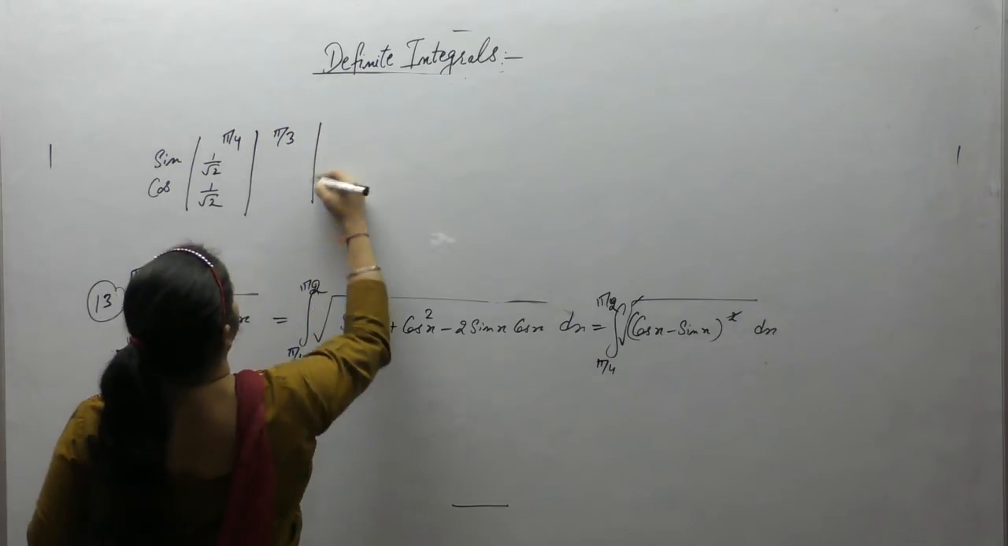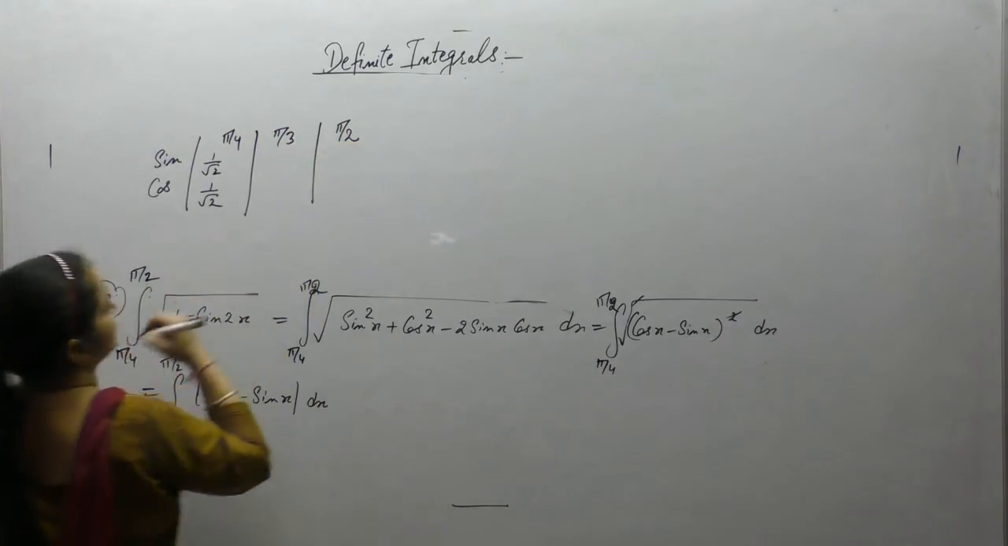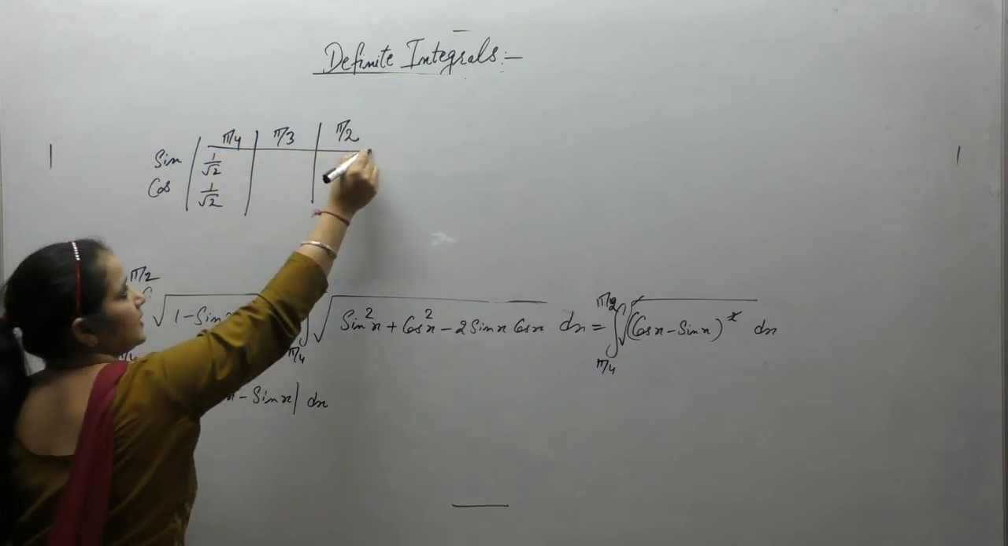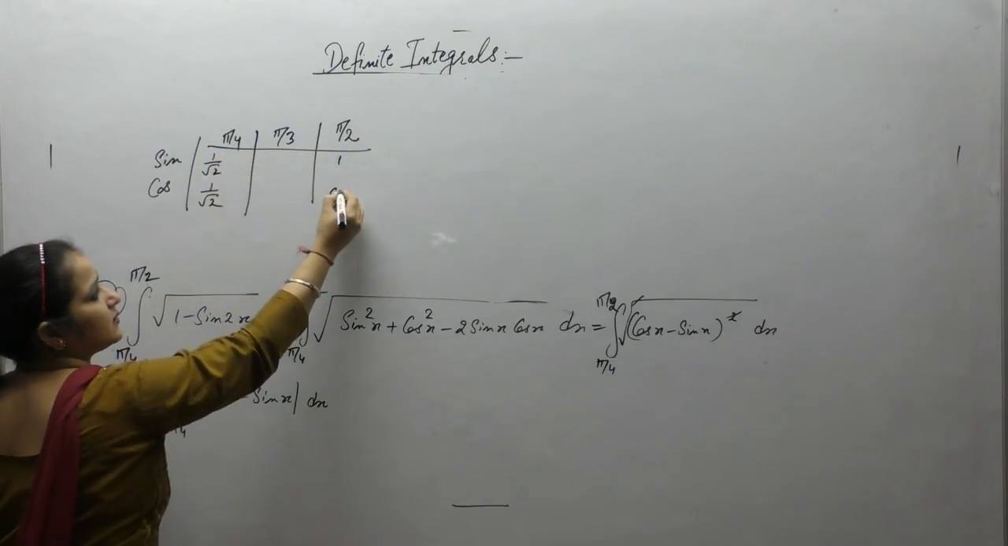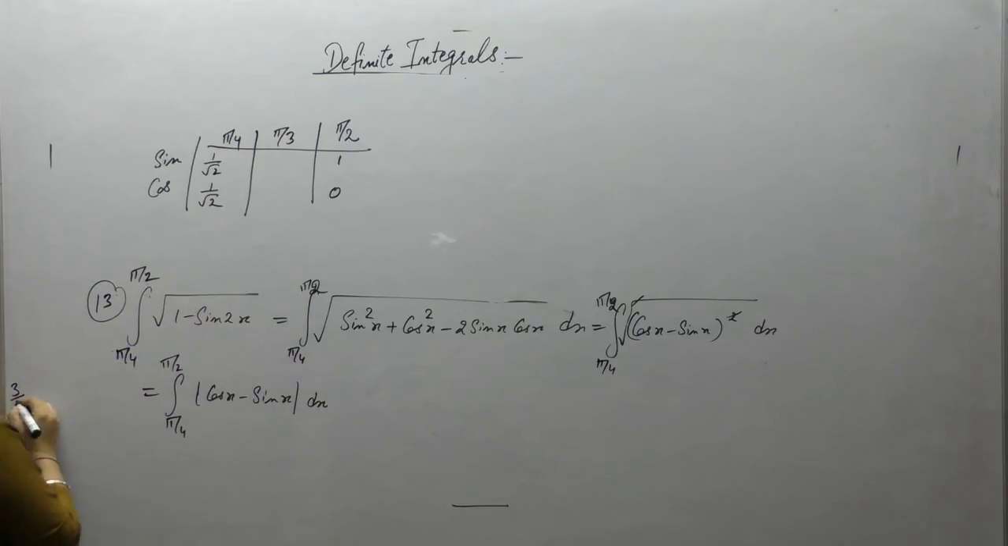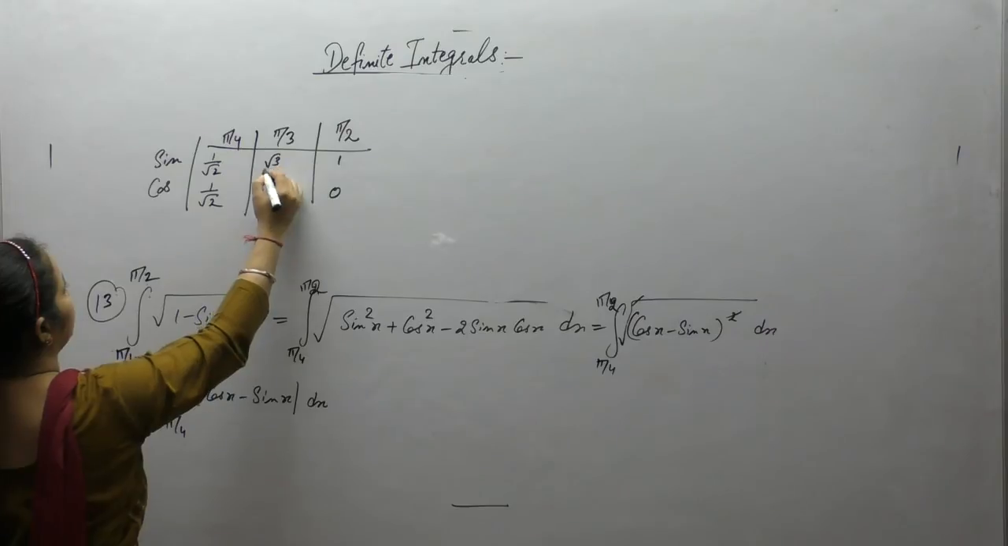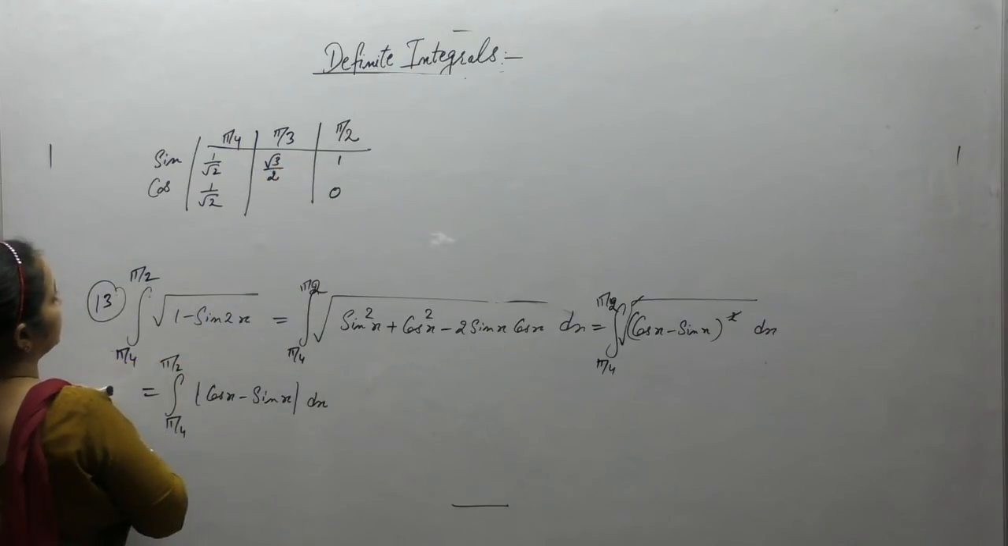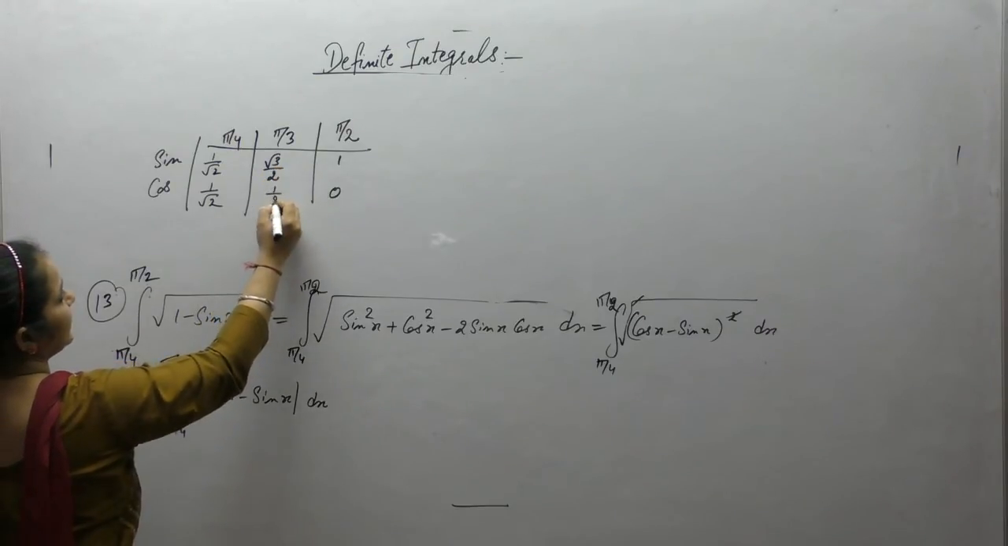Next is π/3, 60 degrees, and then 90 degrees. Sin 90 is 1, cos 90 is 0. Sin π/3 is √3/2 and cos π/3 is 1/2.